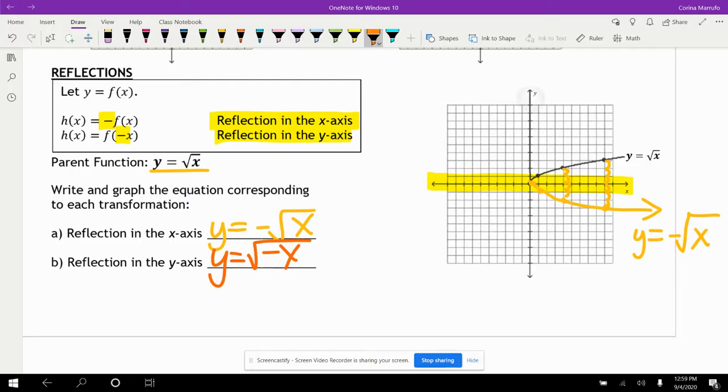So in case you forgot, this is my y-axis here. And so I'm going to go ahead and reflect my points. Now this one that's at 0 stays there. This one that's 1 unit away, we're going to reflect it across 1 unit away. This one is 4 units away, so I'm going to count out 1, 2, 3, 4. And that's my point. And then the last one is 9 units away. So that would be my last point. And that's what your graph looks like. And that one is y equals the square root of negative x.